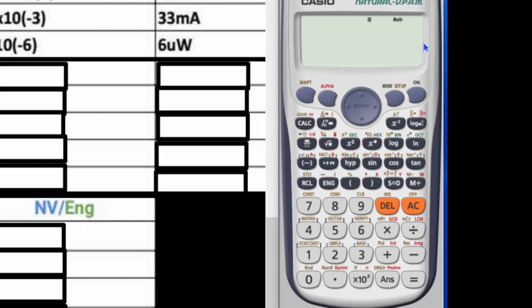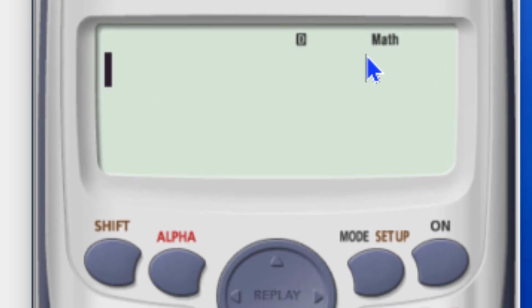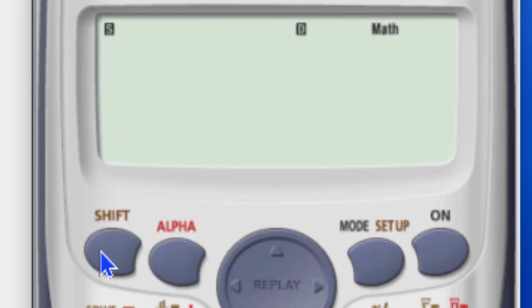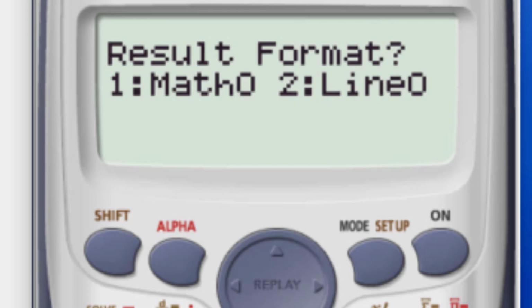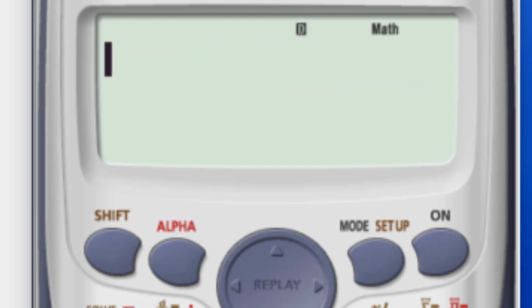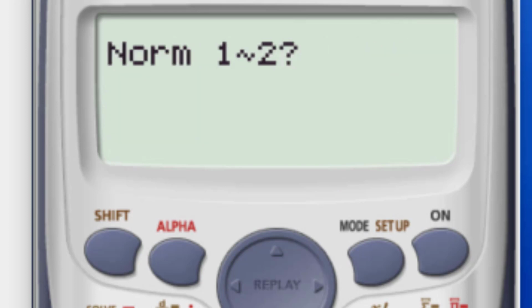All right, now I want to make sure I'm in the proper mode. I don't ever want my calculator to be displaying scientific because we don't really want to use scientific. So I'm going to hit the shift button. I'm going to hit the mode setup button. And I'm going to hit number 1 for math 10 and then number 2. All right, the next thing I'm going to do is shift mode setup, and I'm going to be in normal mode, not scientific mode, normal mode. So I hit the number 8, and then I hit the number 2.